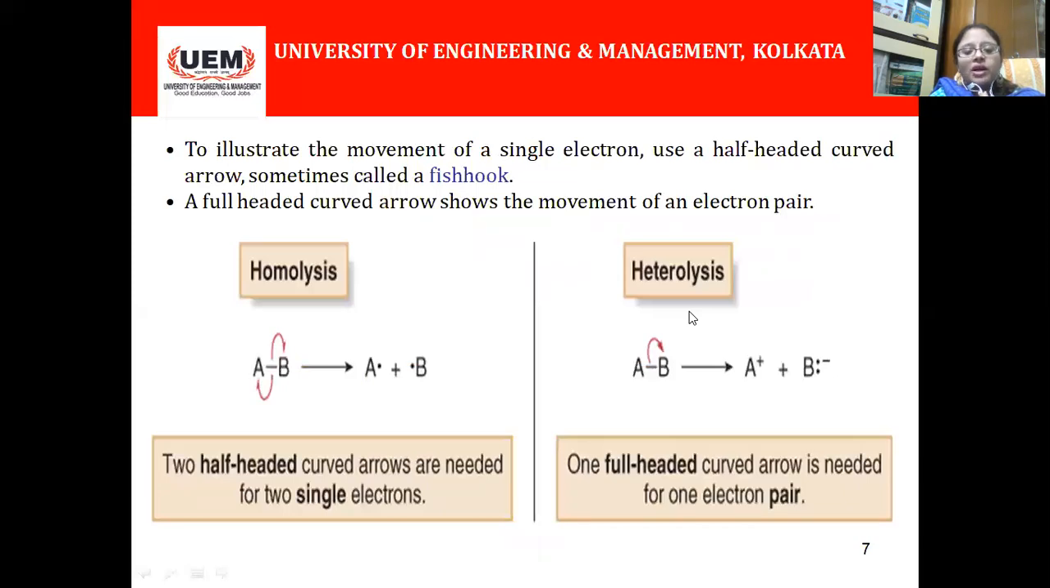In case of heterolysis, where unequal division of electrons takes place, A is getting fewer electrons, B is getting more electrons, thus B is converted to a negatively charged ion and A is converted to a positively charged ion. So here unequal sharing of electrons takes place. Heterolysis is represented by a full-headed arrow. So a full-headed curved arrow is required to show the migration of an electron pair.